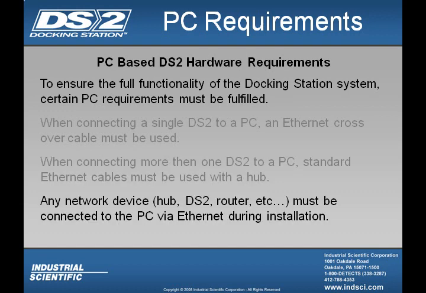Any network device, for example a hub, the DS2 itself, or a router, must be connected to the PC via Ethernet during installation. So to summarize, if I have just a single standalone DS2 connecting to my PC, I must use the Ethernet crossover cable. But if I'm using more than one DS2 and I'm routing those through a router or a hub, then I must use the standard Ethernet cables.